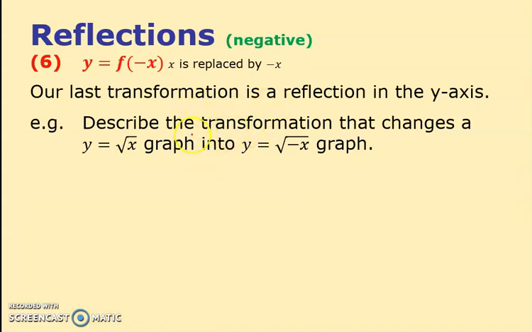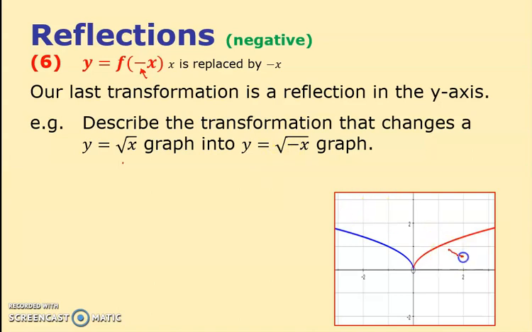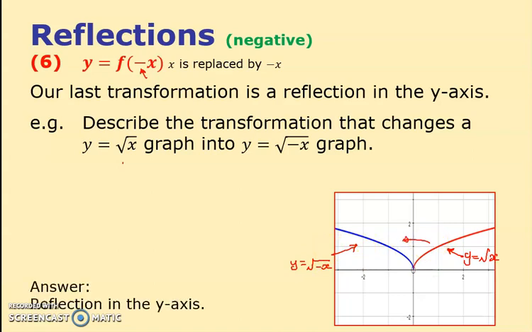The last one's kind of alright, but it's slightly different. This is a reflection in the y-axis. Notice the minus now is inside the bracket again. So describe the transformation that changes root x into the square root of minus x. This is, by the way, root x. Again, it's one of those ones at the moment you wouldn't necessarily know. That's root x, and notice this is y equals the square root of minus x. And that's it. You'll notice it has reflected that way. So we just say it's a reflection in the y-axis.